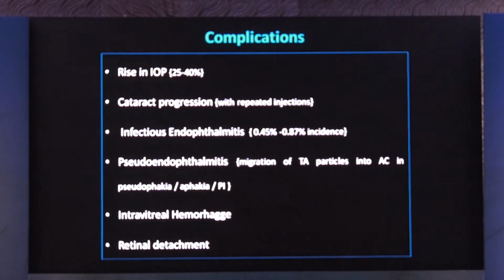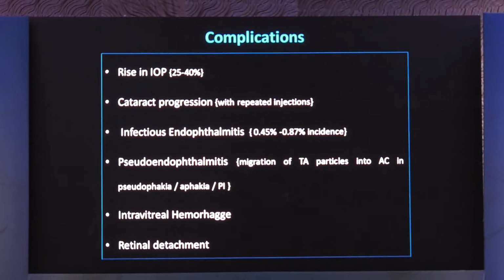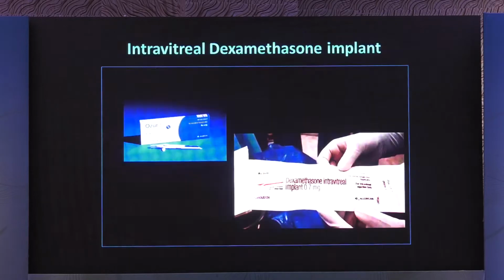The complications, mainly with repeat injections, could be a rise in IOP and cataract progression in 25 to 40% of cases. There is an incidence of infections and endophthalmitis also reported in 0.5 to 0.8% of cases. Especially in patients with a peripheral iridotomy, or pseudophakic or aphakic patients, there could be a migration of the particles into the anterior chamber, which is wrongly taken as endophthalmitis. There could also be remote chances of intravitreal hemorrhage or retinal detachment.